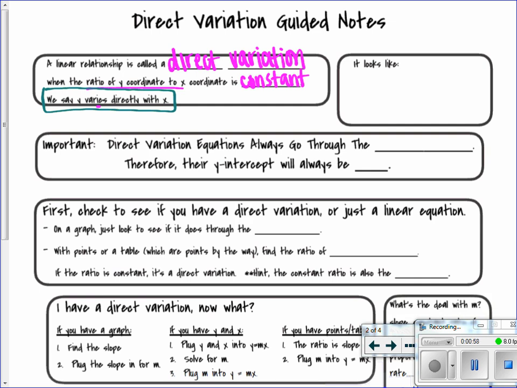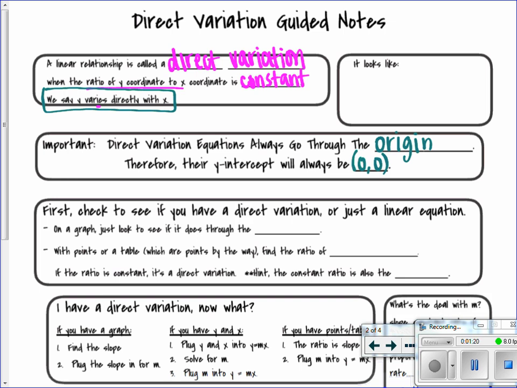You might have heard that graphs were proportional versus not proportional. It's the same thing. If it's proportional, what did it have to go through? It's a line that goes through what? It goes through the origin. Or the y-intercept is always going to be (0, 0).